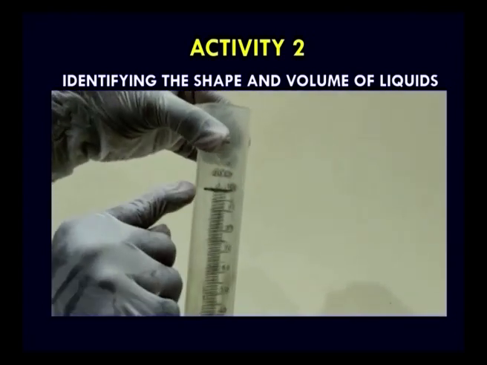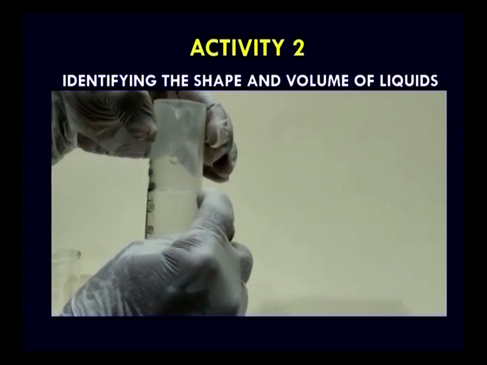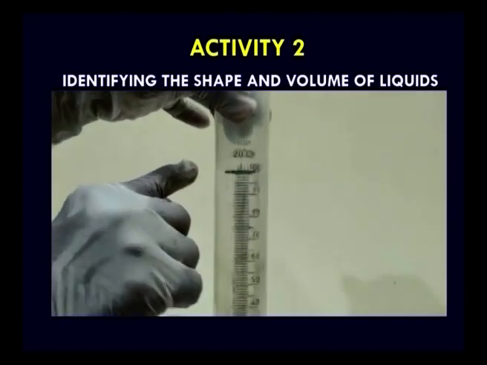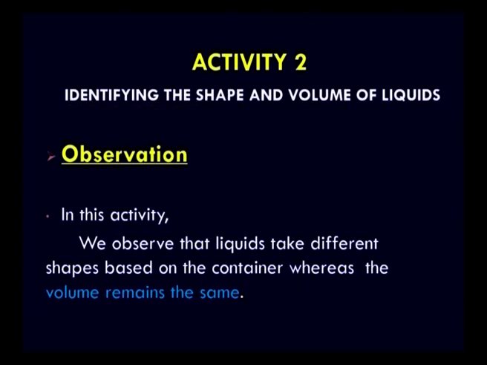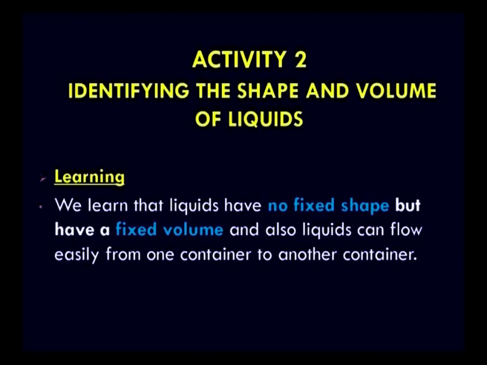Water occupies the shape of the cylindrical jar. In this activity, we observe that liquids take different shapes based on the container, whereas the volume remains the same. Learning: we learn that liquids have no fixed shape but have a fixed volume, and also liquids can flow easily from one container to another container. So, liquids are also called fluids.